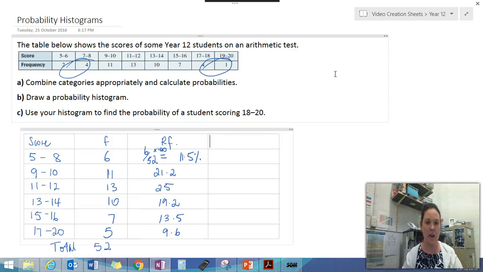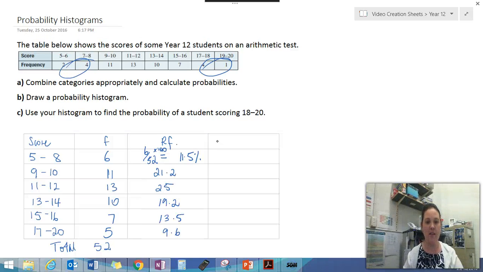Okay, so now I've calculated all of my relative frequencies. Now when we go about putting it into a probability histogram, there's a couple of issues that occur if we actually graph the relative frequencies here. Because we combined our classes from 5 to 8, we actually end up with a graph that looks disproportionate to what actually is happening in that particular graph. It'll look like we have 4 different values that are at 11.5%, and that's not actually the case.